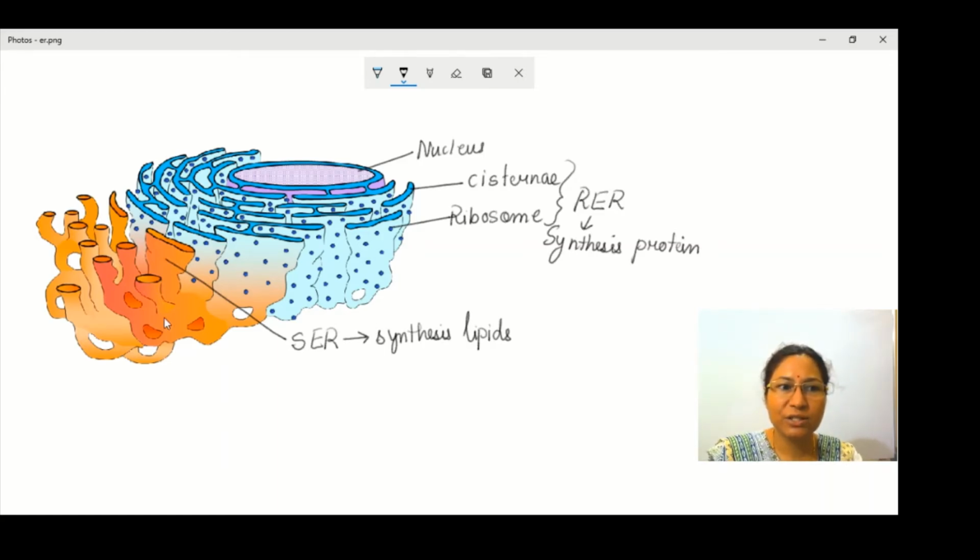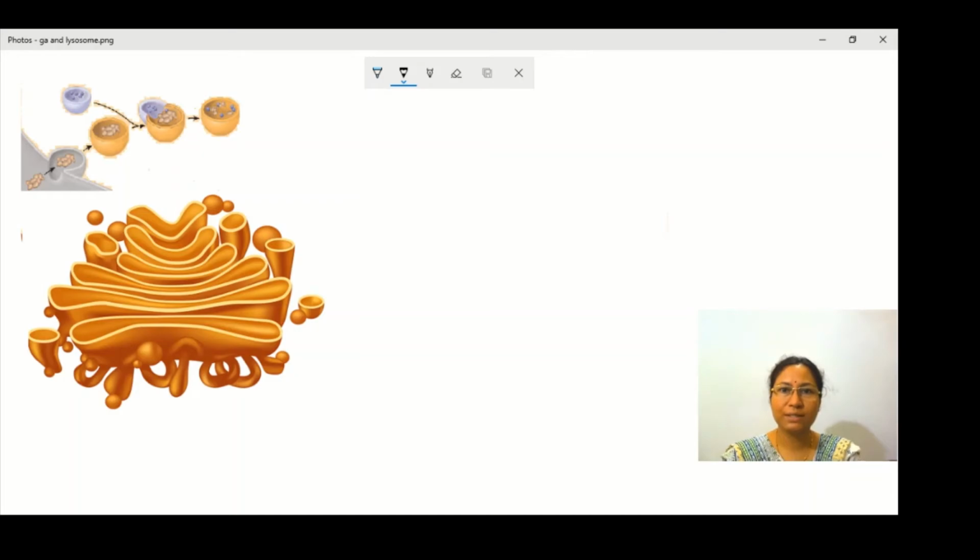Now, just adjacent to this smooth endoplasmic reticulum, in this area we will also find a Golgi apparatus. So let us discuss that Golgi apparatus now. Students, we are going to discuss the Golgi apparatus. As you can see on the screen in front of you, this is the Golgi apparatus. It is composed of quite similar structures to the endoplasmic reticulum.